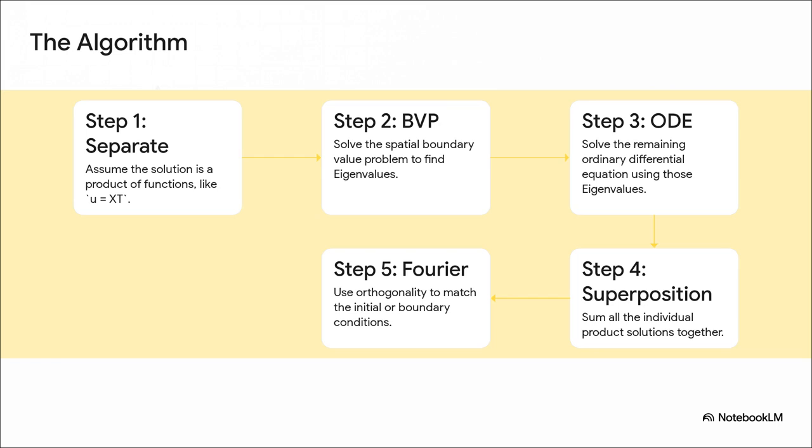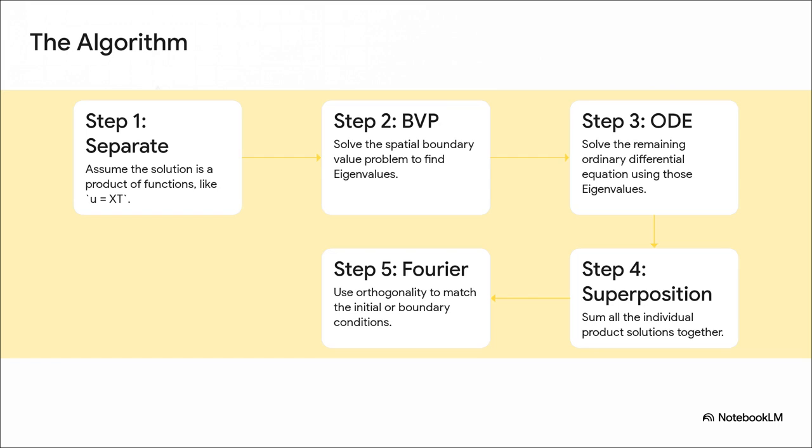Step 3. Now we solve the ordinary differential equation, the ODE. We take those eigenvalues we just found and use them to solve the time part of the problem. Step 4. Superposition. This is a cool principle that says if we have multiple solutions, we can just add them all up to create a more general solution. So we sum up all those individual product solutions.